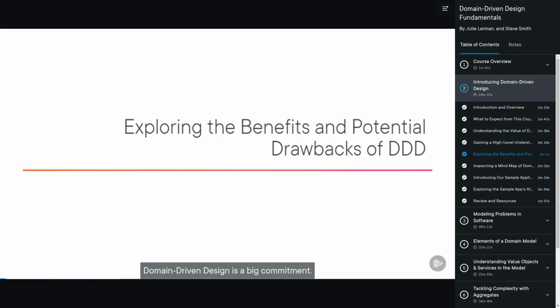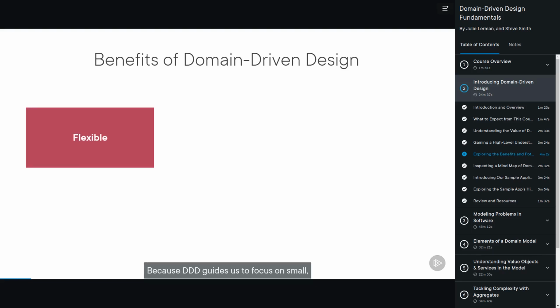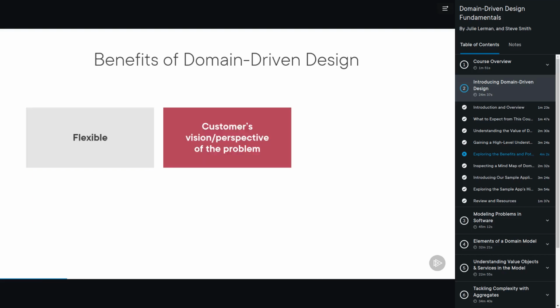Domain-driven design is a big commitment. While Steve and I have both chosen to leverage pieces of DDD as we learn more about the wider scope, one thing we're both confident about is that it's providing a lot of benefits to our work. Because DDD guides us to focus on small, individual, nearly autonomous pieces of our domain, our process and the resulting software is more flexible. We can easily move or modify the small parts with little or no side effects. It even lets us be more flexible with our project resources as we're building the software. The resulting software also tends to be more closely mapped to the customer's understanding of the problem.